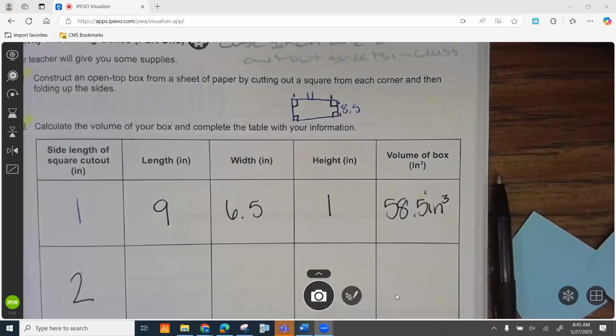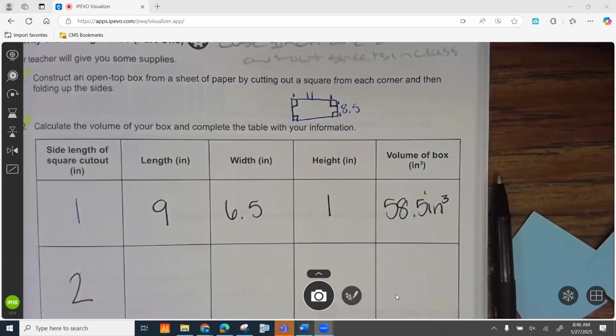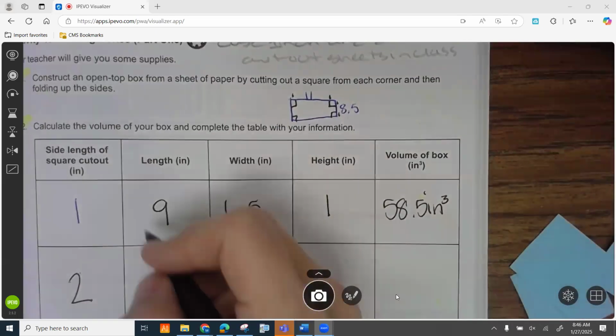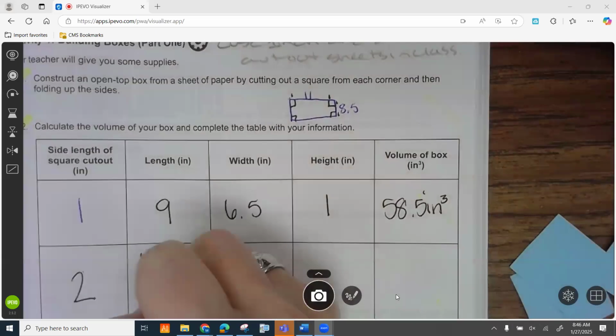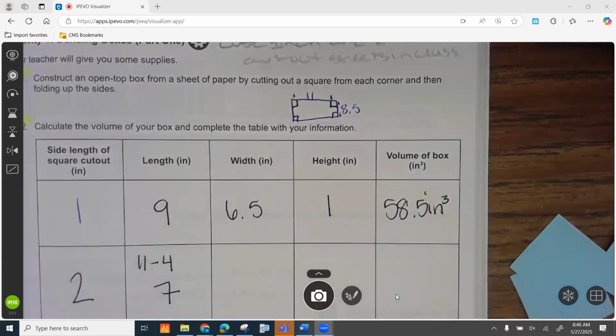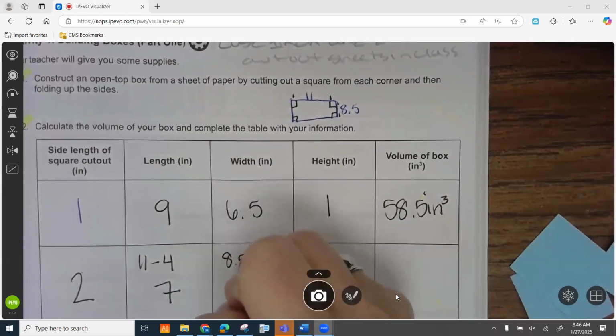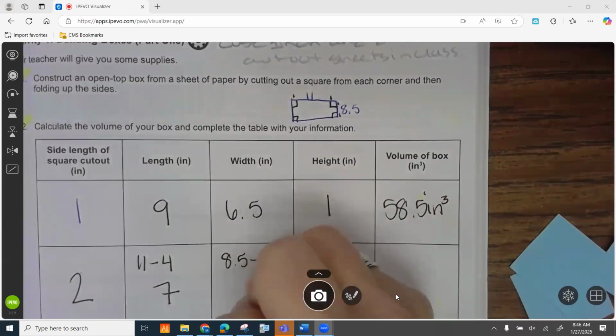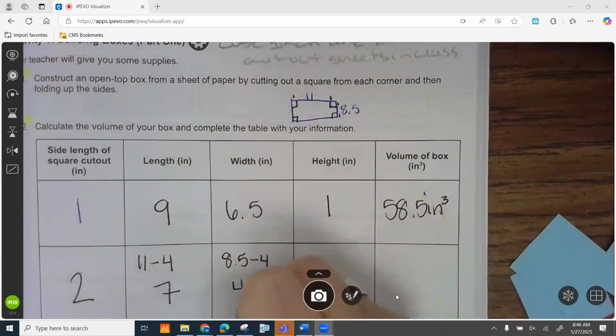Okay, so think about measuring. I just took off 2 inches on this side and I took 2 inches off on that side. So think, if it was 11 and I took 2 here and 2 here, what's it going to be? Well, 11 minus 4. That's going to give us 7. Now let's think about this side. Well, it was 8.5. I took 2 off of this side and 2 off of this side, so I took a total of 4. So this is going to be 4.5.